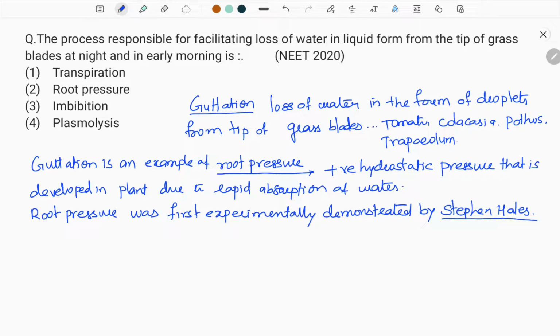Stephen Hales told that xylem is responsible for conduction of water and minerals in plants. It was also experimentally demonstrated by Stephen Hales. And in India, we consider Sir Jagadish Chandra Bose the father of plant physiology in India. Stephen Hales is the father of plant physiology worldwide. So, root pressure, how can we demonstrate this root pressure?